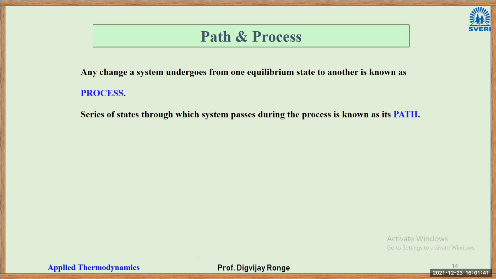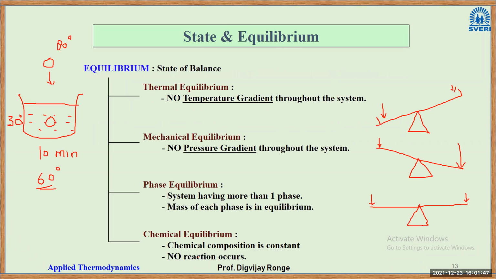So initial temperature in the previous case. Let us take the example of this one, right? A hot ball is dropped into cold water. Initially its temperature was 80 degrees Celsius, but gradually its temperature will reduce to 60 degrees Celsius. So the initial state was 80, the final state is 60. Now that ball will pass through a series of states like 80, 75, 70, 65, and finally 60. So that is the process, and the series of states it has passed through can be called the path of the process.